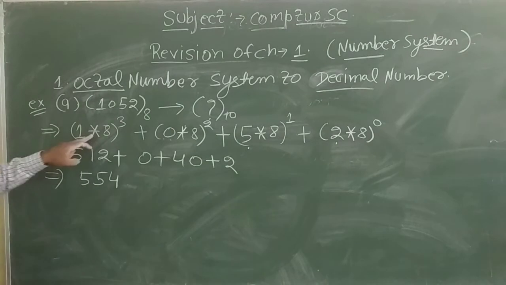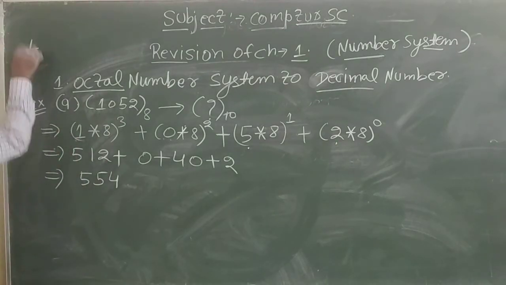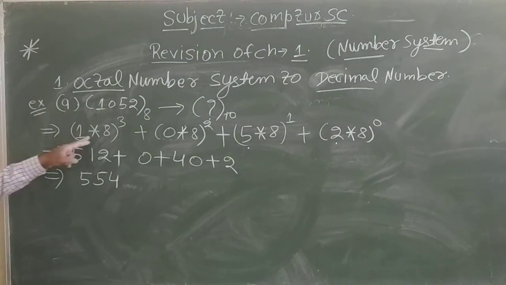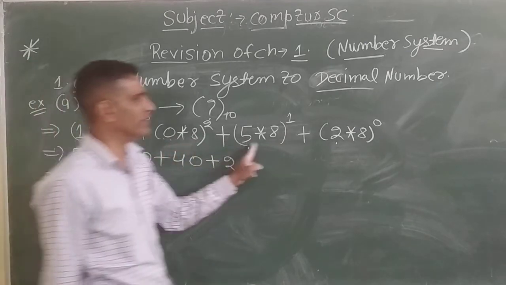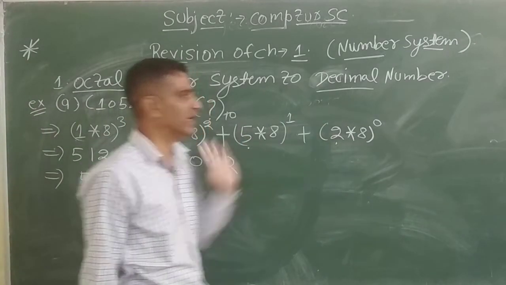Again students, you have to see this symbol. This symbol represents multiplication. 1 multiplied by 8, 0 multiplied by 8, 5 multiplied by 8 and 2 multiplied by 8.